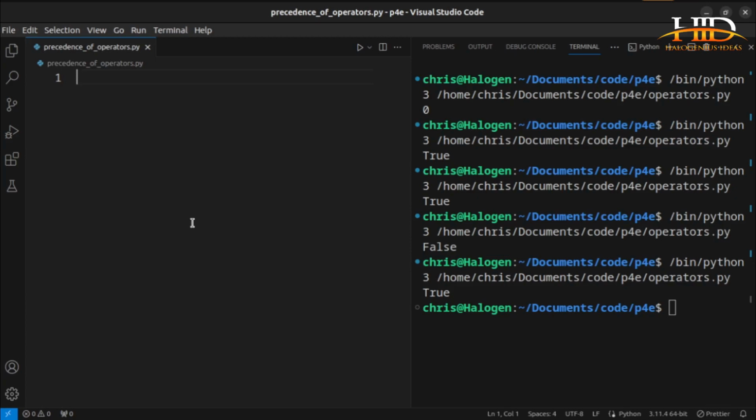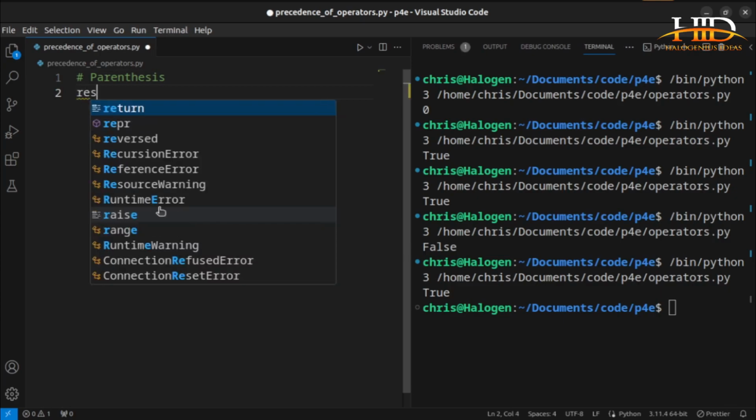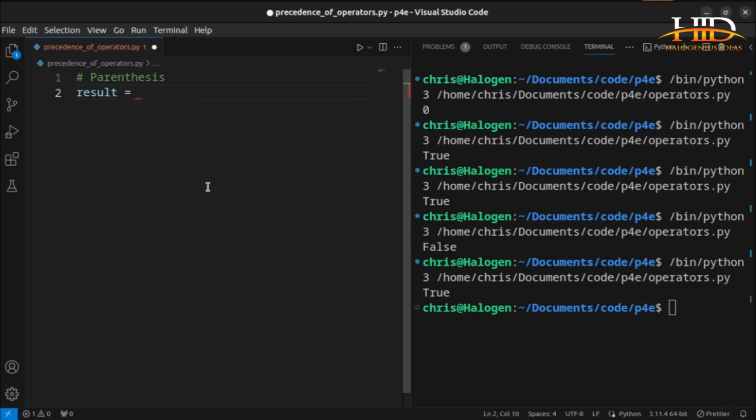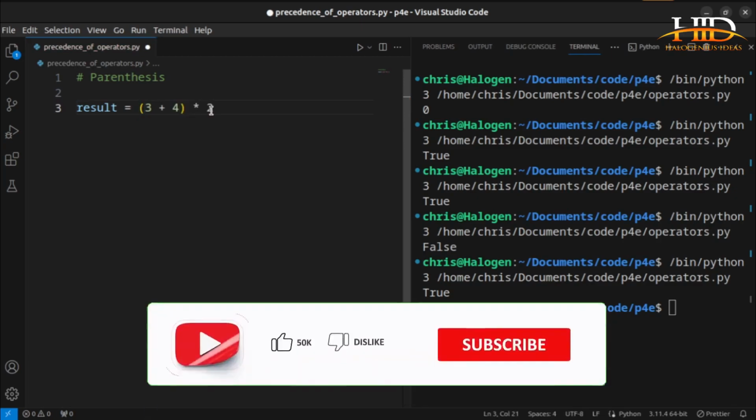The first operator that it will take care of is the parenthesis. The parentheses have the highest precedence, and expressions within parentheses are evaluated first before every other expression. This is what I mean. For the parentheses, you can have something like result equal to, then let's bring in our parentheses, 3 plus 4, then multiplied by 2.